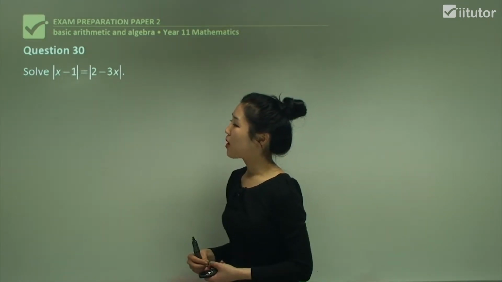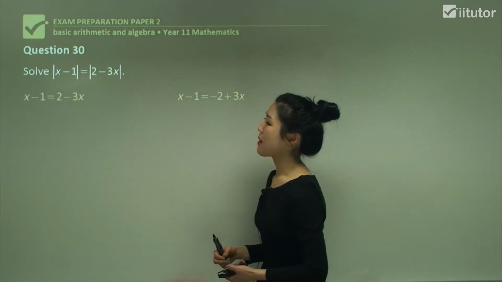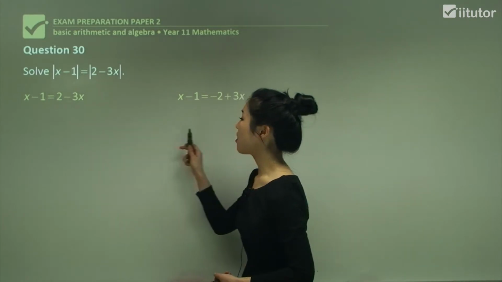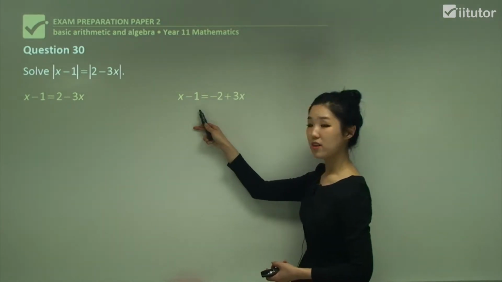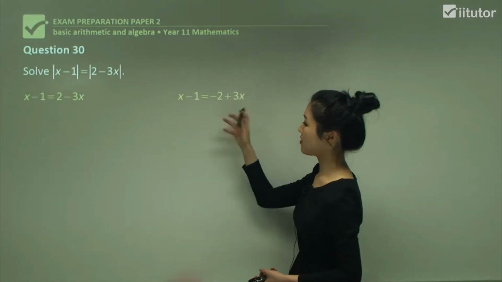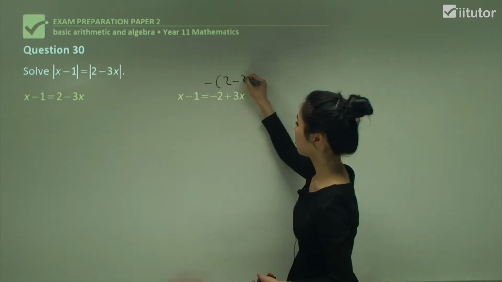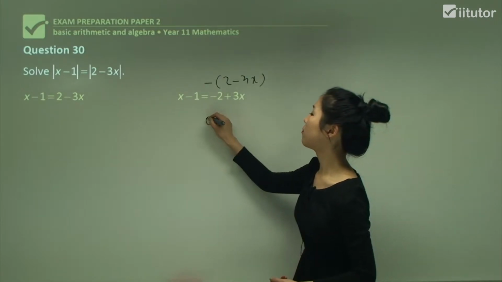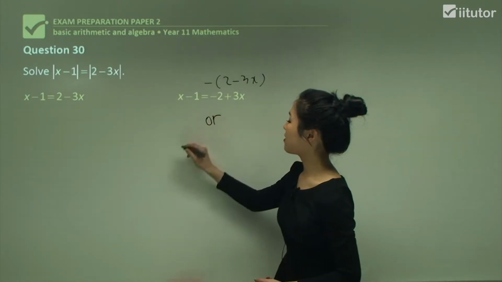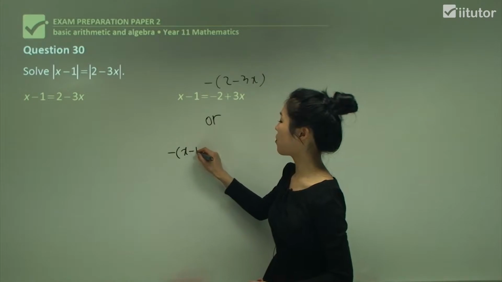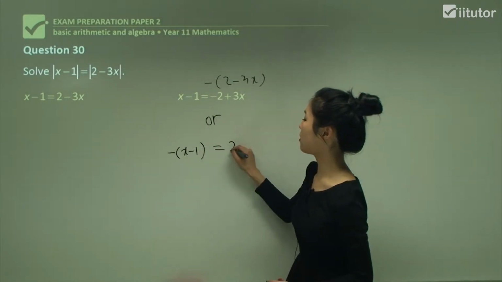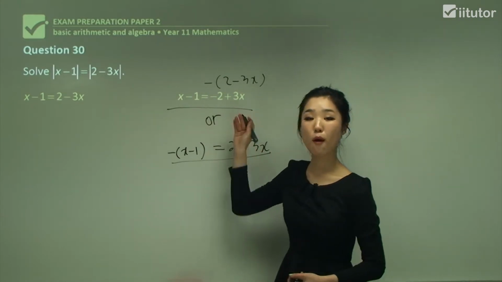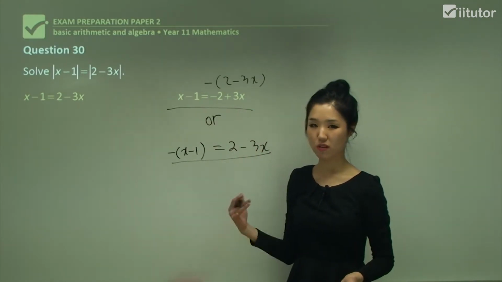Now, what I'm going to do to this one is only think about two cases. One which is both positive, the other one which is x minus 1 is positive, but this one is negative, which is expanded to this. Or you can say that x minus 1 is negative, and this one is positive. So you can solve this one or this one. Both will get you the same answer, so you can choose whatever you like.